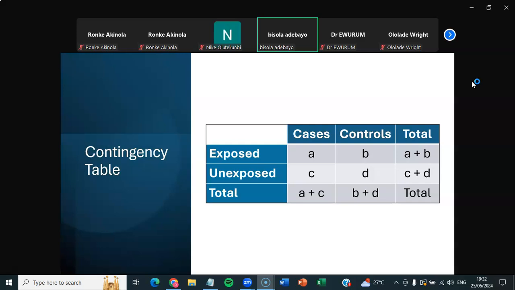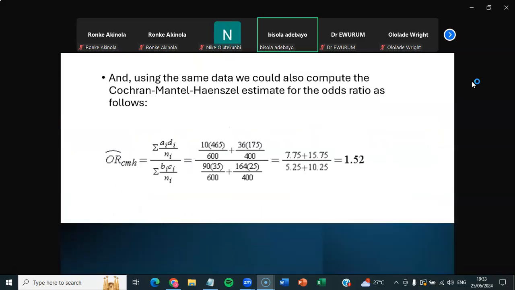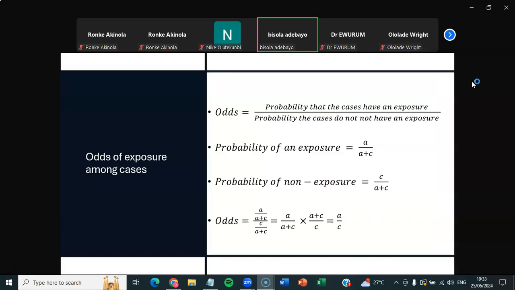So we have cases, total number A plus C, exposed A, unexposed C. So the probability of exposure in them is A over A plus C, and the probability of non-exposure is C over A plus C. Sorry, in the rush. So that's what we have.